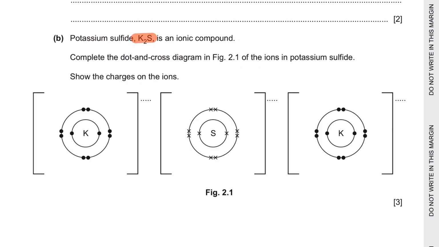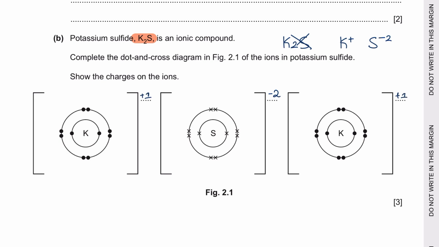Potassium sulfide is an ionic compound. Complete the dot and cross diagram of the ions in potassium sulfide. Okay, so potassium sulfide has the formula K2S. Using the crisscross method, we can determine the charges on the respective ions: potassium plus 1, sulfur minus 2. So these are our ions. So we have determined the charges.